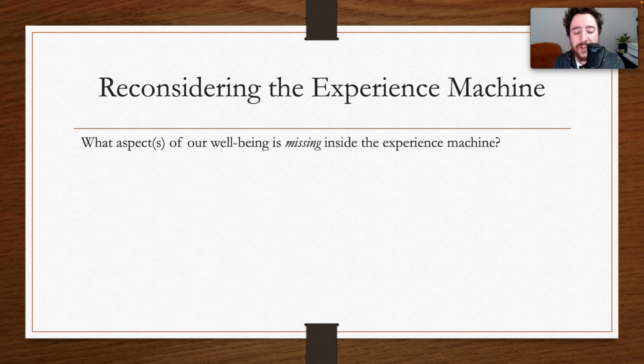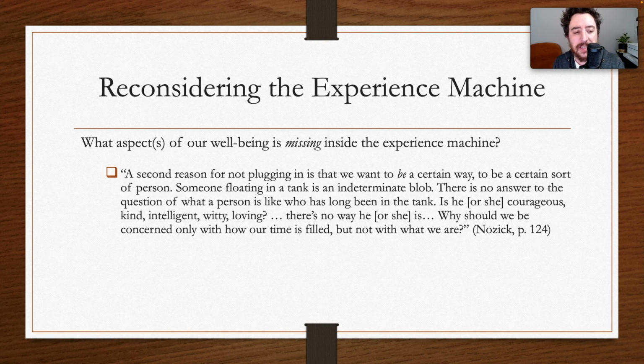We can also revisit the experience machine in light of Aristotle. When you think about the experience machine and people not wanting to go in, you can ask what aspect of our well-being would be missing in a life inside the machine. Well, there's this passage from Nozick where he says, "A second reason to not plug in is that we want to be a certain way, to be a certain sort of person. Someone floating in a tank is an indeterminate blob. There's no answer to the question of what a person is like who's long been in the tank. Is he or she courageous, kind, intelligent, witty, loving? There's no way he or she is. Why should we be concerned only with how our time is filled, but not with what we are?"